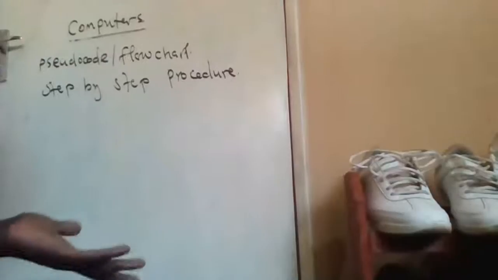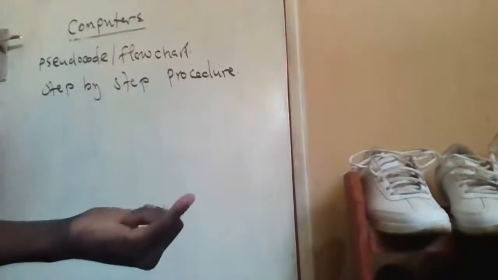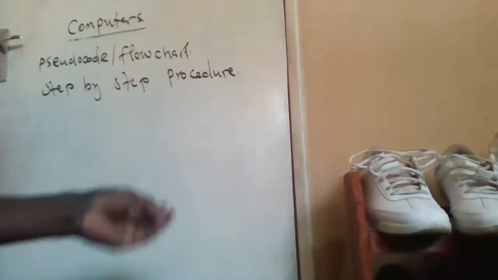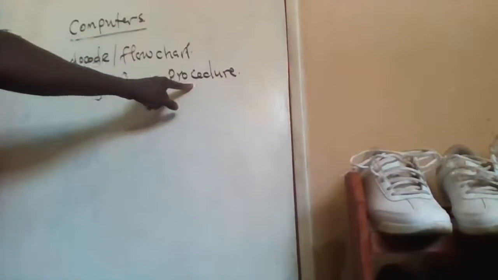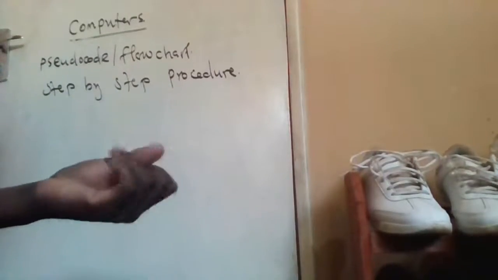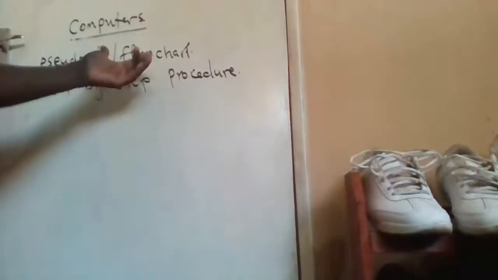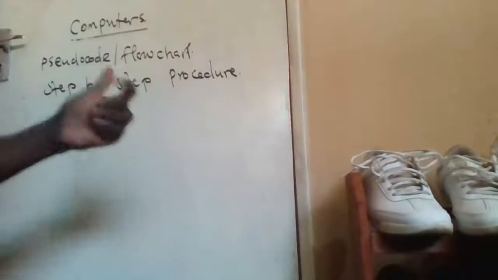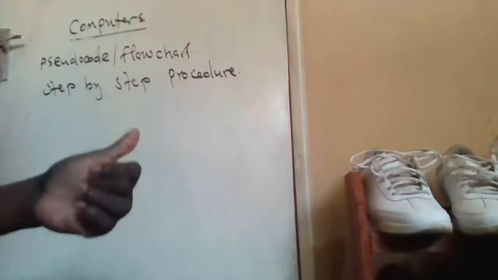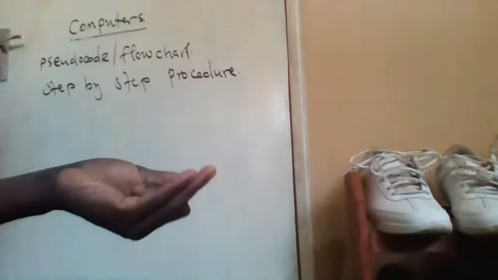It could be that they want you to give the procedure on how to find the density of a given mass and volume. It could be the procedure of how to find the velocity when the mass, distance and time are given. It could be the procedure of how to find the volume of a cylinder when the radius and the height are given.